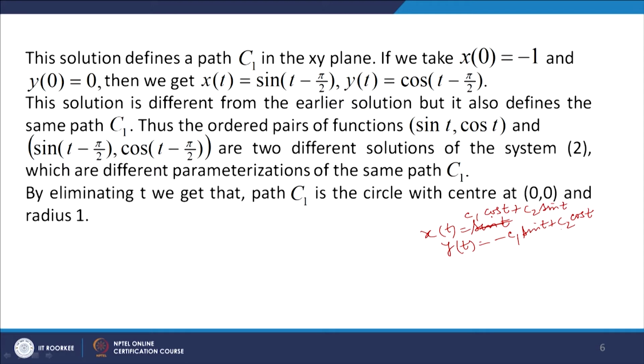plus C2 cos t. If you take t equal to 0, x(0) is equal to -1 and y(0) equal to 0. If we put these conditions, then from here we shall get x(t) equal to sin(t minus pi by 2), and here we will get y(t) equal to cos(t minus pi by 2). If you put t equal to 0 here, then sin(minus pi by 2) is -1. So, we get x(0) equal to -1, and when you put t equal to 0 here, we get cos(minus pi by 2), which is 0. So, we get y(0) equal to 0.